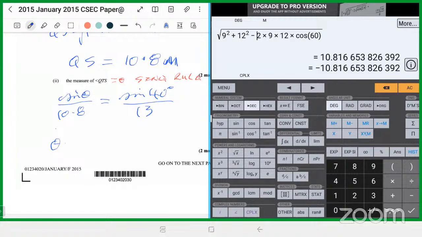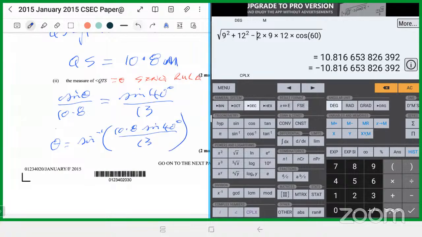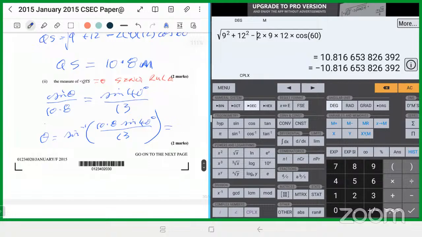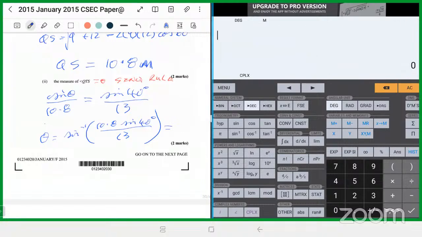So theta is going to be sine to the minus 1 of 10.8 times the sine of 40 degrees divided by the 13. So this is what we need to put in the calculator now, and put the answer right here. It's an angle in degrees. All right, let's go. So it's sine to the minus 1, bracket, a fraction, 10.8 times the sine of 40 degrees over 13. We're getting 32.3 degrees.